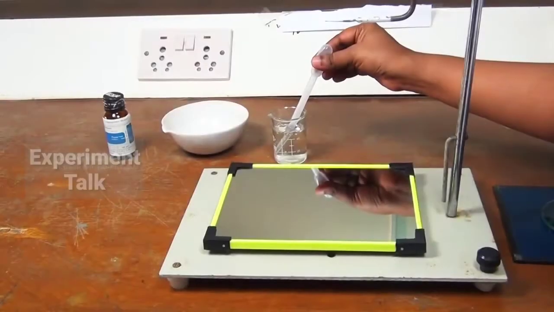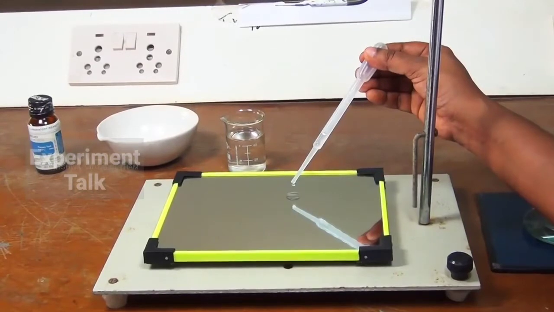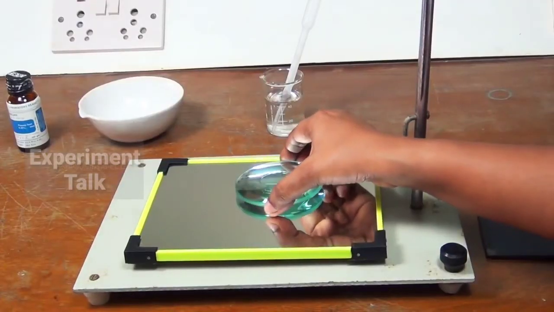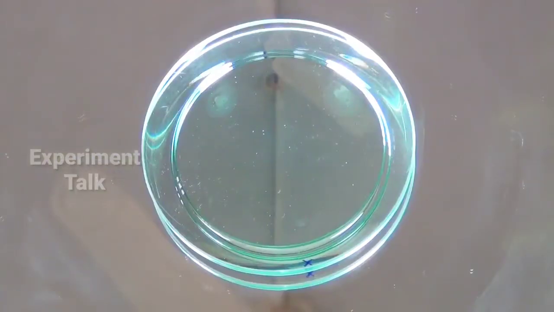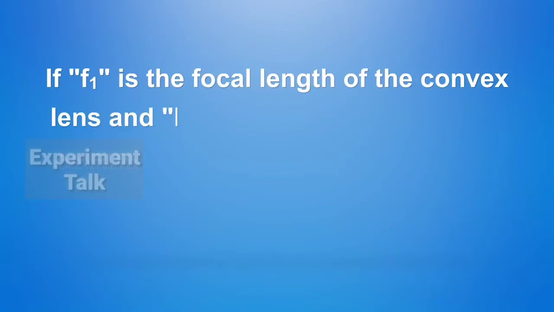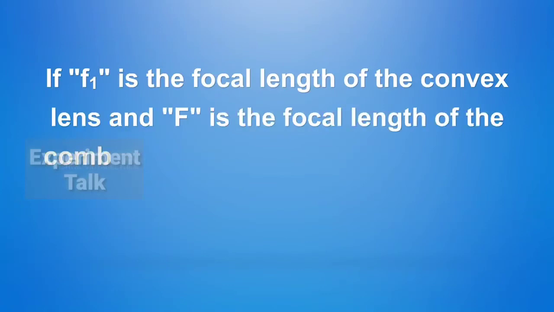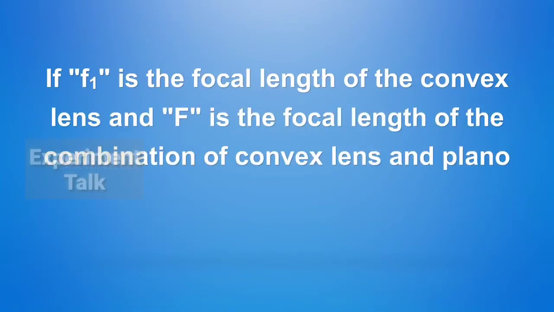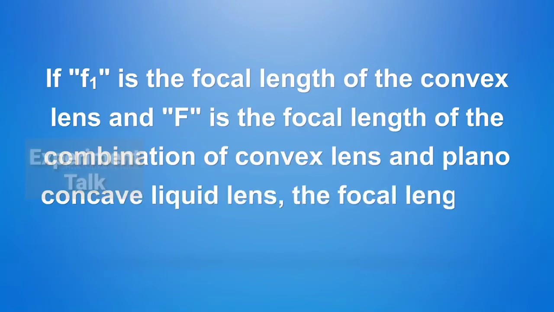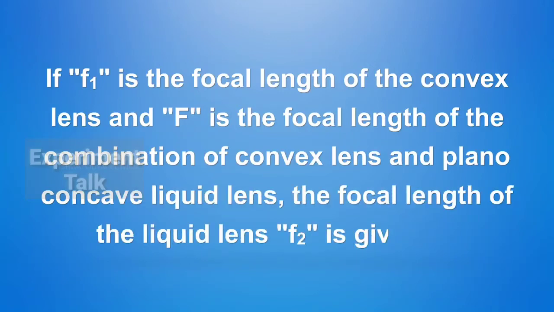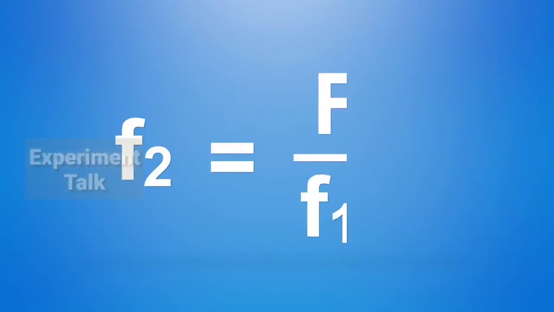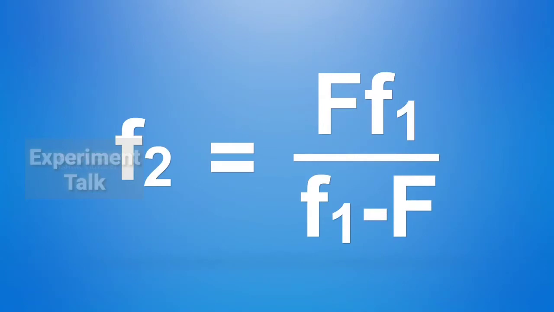Theory: when a convex lens is placed over some drops of the given liquid on a plane mirror, a plano-concave liquid lens is formed between the lens and the mirror. If f1 is the focal length of the convex lens and f is the focal length of the combination of convex lens and plano-concave liquid lens, the focal length of the liquid lens f2 is given by f2 = f × f1 / (f1 − f).